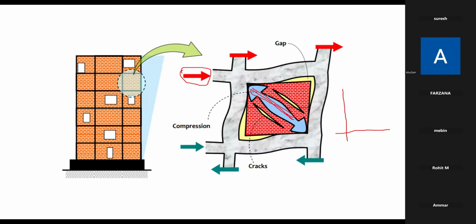If you see something like this, if the infill wall is not there, the column will be able to take some load. On this graph, this is delta and this is my P. But because of this infill wall, my initial stiffness is going to be so high, and at this point my infill wall collapses. Then again it will come and follow the same path. So this is just an example. We just understand now that this infill wall also takes some amount of load for a small displacement.